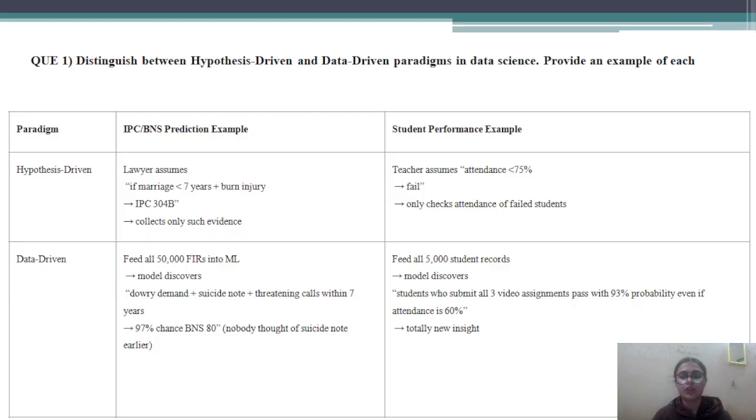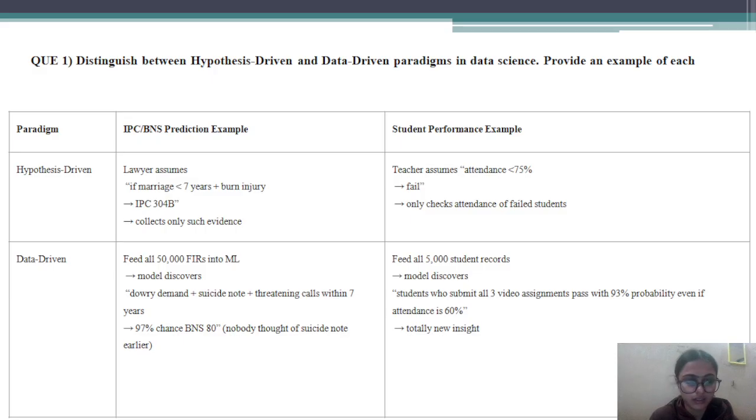Now, coming to question one, which is: distinguish between hypothesis driven and data driven paradigms in data science. Provide an example of each. We know that data science is a multidisciplinary field that brings together concepts from computer science, statistics, machine learning, and data analysis to understand large amounts of data and extract meaningful insights from it. It has two paradigms, that are hypothesis driven and data driven.